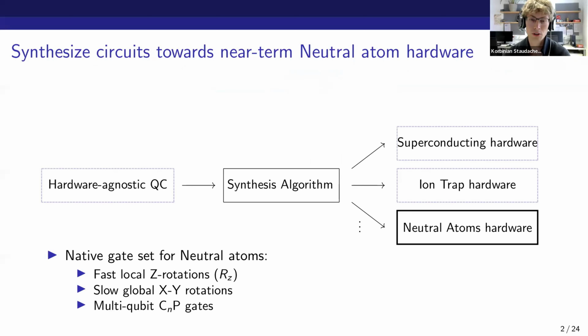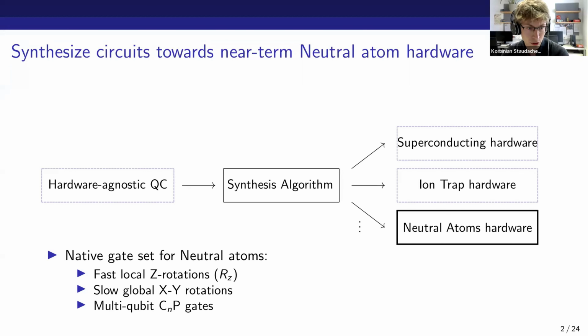So when we talk about synthesizing quantum circuits, we usually talk about having as input some hardware agnostic quantum circuit, which is not tailored to any basis gate set we have on different devices. And then we have this synthesis algorithm, and then we map this circuit towards a gate set which is present on a certain hardware, like in superconducting hardware, CNOT and single qubit rotation. On ion traps, usually something which involves a Mølmer Sørensen gate. And on neutral atoms, we have two specialities regarding the gate set.